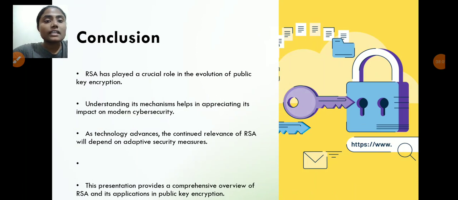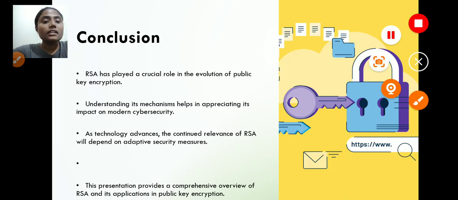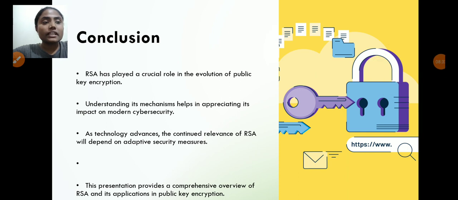Conclusion. RSA has played a crucial role in the evolution of public key encryption. Understanding its mechanism helps in appreciating its impact on modern cybersecurity. As technology advances, the continued relevance of RSA will depend on adaptive security measures. This presentation provides a comprehensive overview of RSA and its applications in public key encryption.